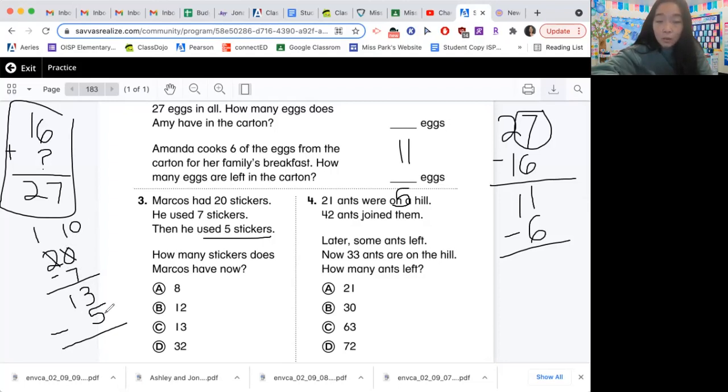13 minus 3 equals 10. And then we have 2 more left in 5 because we took away 3 to get rid of this one. 5 minus 3 equals 2. So then 10 minus 2 equals 8. So our answer would be A.